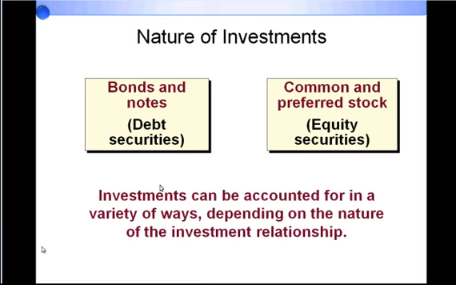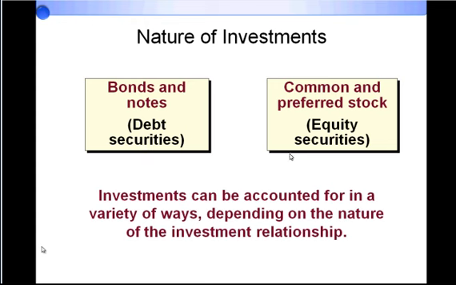So the first thing to note is when we're talking about investments in general, we have two different ways that an entity can invest in a company. One way is to become a creditor of the company. So the company will issue bonds or notes payable, and someone will lend the money to the company for those bonds or notes payable. So those are known as debt securities. That's when the investor doesn't become an owner of the company, they're just a creditor.